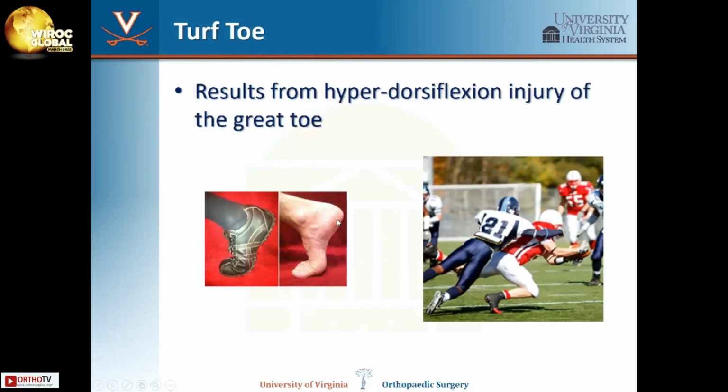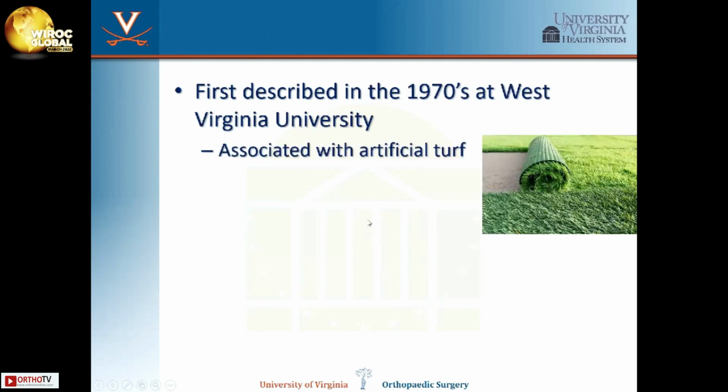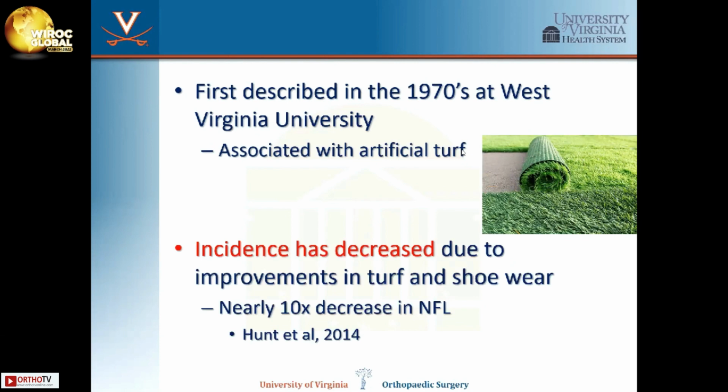These injuries typically result from a hyperdorsiflexion injury with the great toe. They're often described in the United States amongst American football players. Here's a picture of that position, and this would be how the injury occurs on the field. This was first described in the 1970s at West Virginia University, and it was associated with artificial turf primarily at that point. Obviously, the turfs have changed a lot over the years. It used to just be a little green pad over concrete, basically.